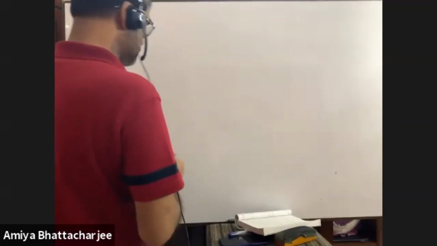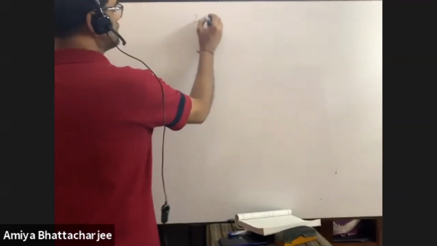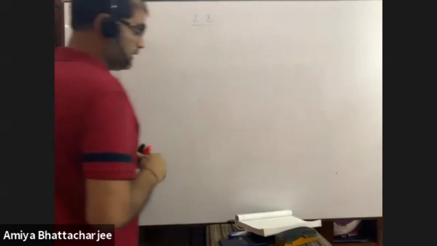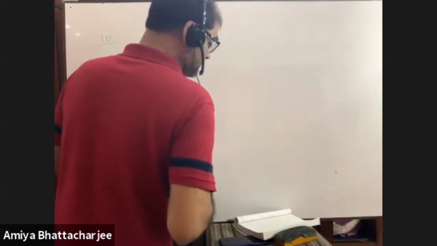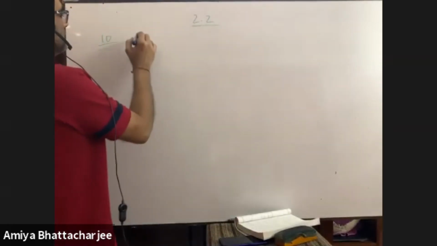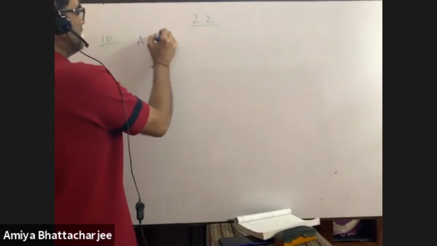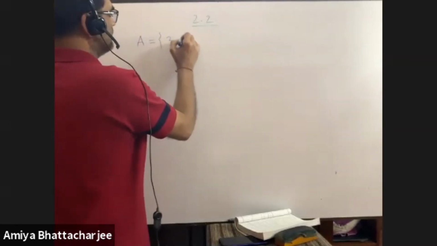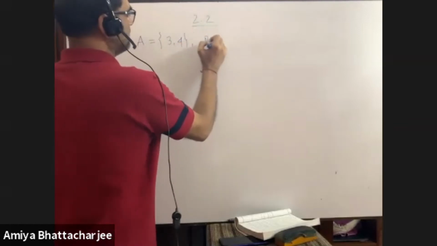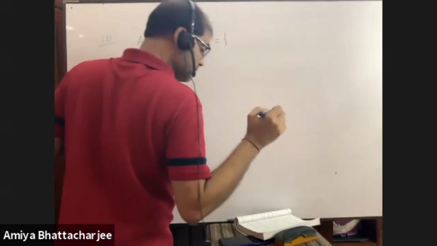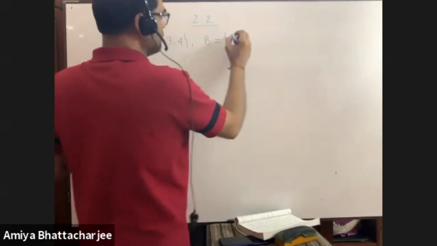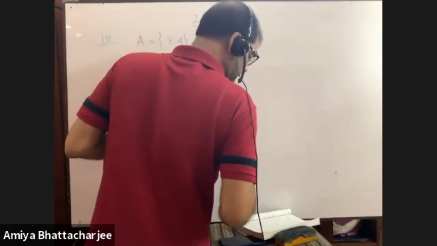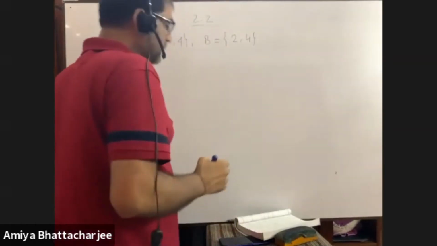Question exercise 2.2, question number 10. It is always given in the MCQ exam. I think all of you have done it, right? A is given, write down. A is given as {3,4}. That's good. And B is given as {2,4}. Where X belongs to A and Y belongs to B.